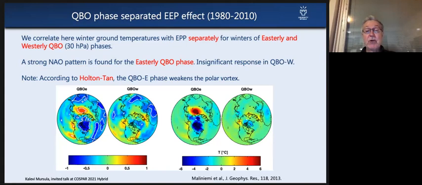Note also that there is a Holton-Tan relation, according to which the QBO easterly phase weakens the polar vortex by directing planetary waves to higher latitudes. Does this have any relation to the EPP effect? We'll study that shortly.